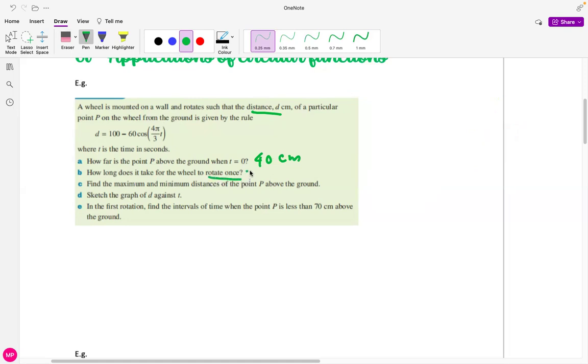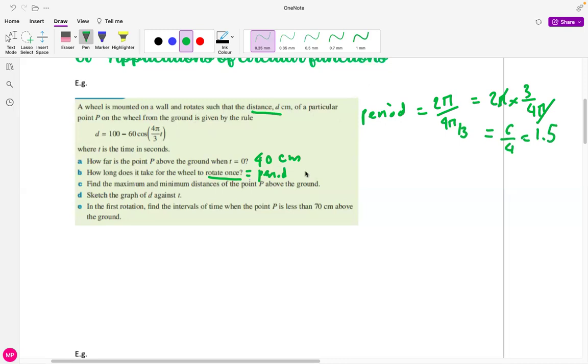So that is when they ask about a period, how long they take to repeat itself. So we do 2 pi over n. So the period is 2 pi and n is the number in front of t, which is 4 pi over 3. So we have 2 pi times 3 over 4 pi. Pi and pi cancel out. 2 times 3 equals 6. 6 divided by 4 gives you 1.5. So every 1.5 seconds, the wheel will repeat itself. So it's the same pattern every 1.5 seconds.